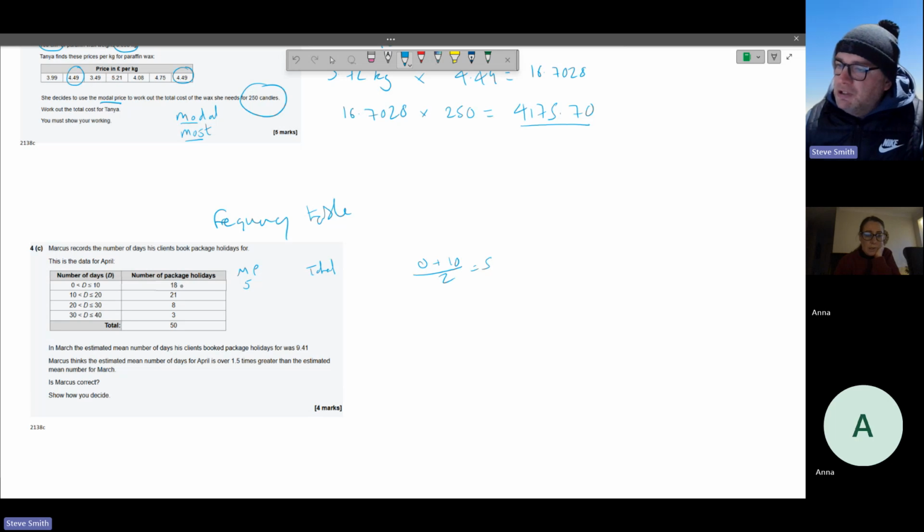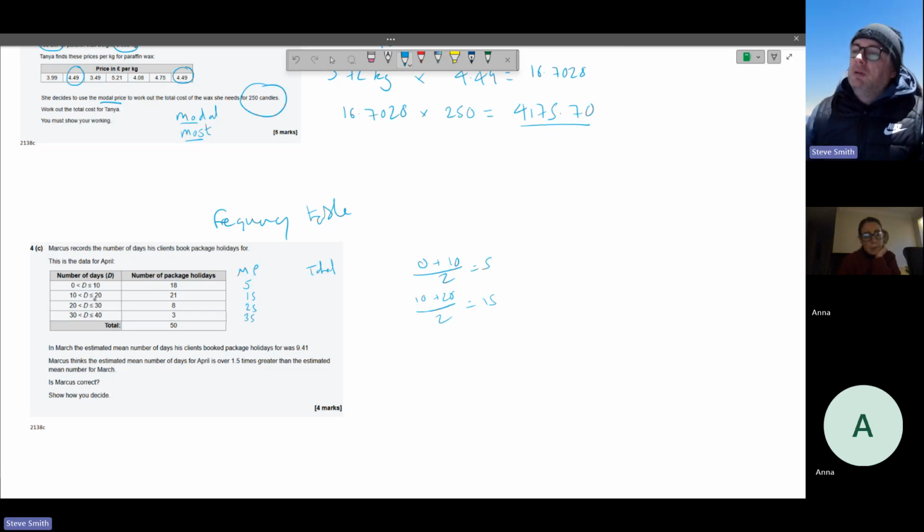So we'll do the multiplications in a minute. Midpoint between 10 and 20, again, we can do 10 add 20 divided by 2 equals 15. So the midpoint for that one is 15. Likewise, we have the same up and down one, so that'll be 25. Midpoint of that one is 35.